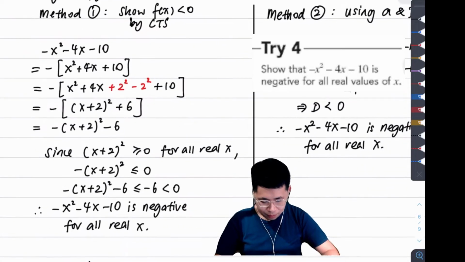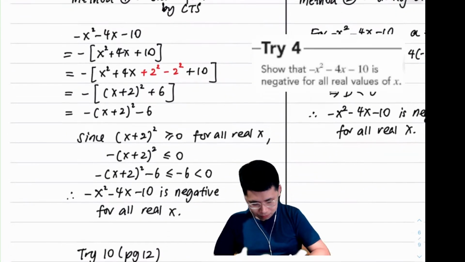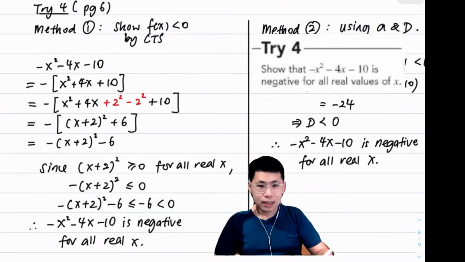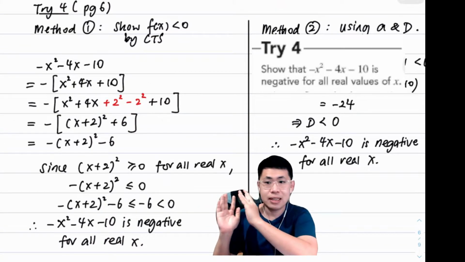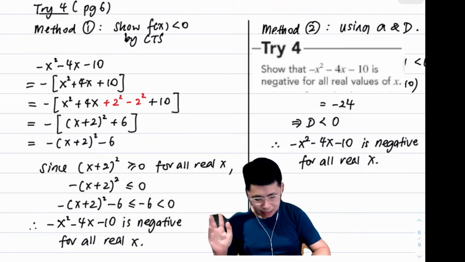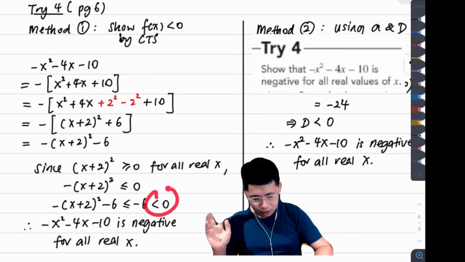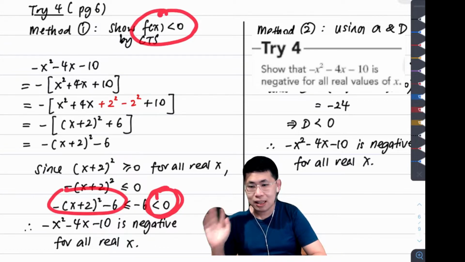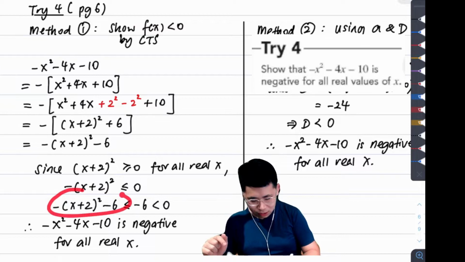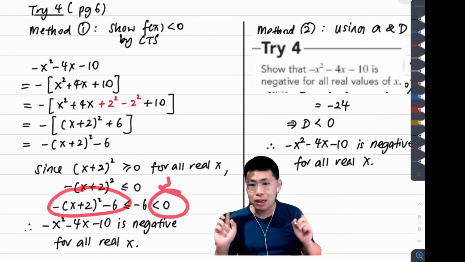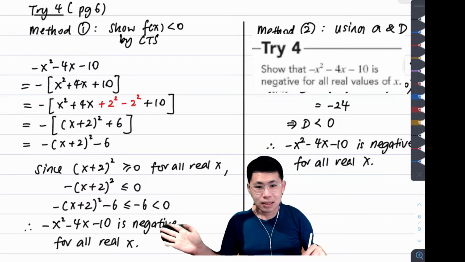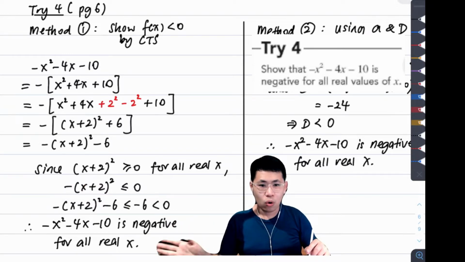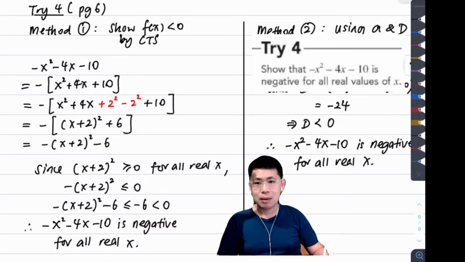Let me add one more line here. This whole thing is going to be less than 0 because it's already less than negative 6, which is definitely less than 0. We need to show that the function is less than 0. So this whole thing is less than negative 6, which is also less than 0. So it means that this function is always negative for all real values of x. So this would be method 1 of solving our equation.